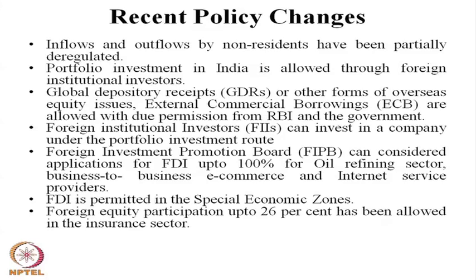In the recent policy change, one part is GDR and ADR, and another part is FDI in different sectors of the economy. Another part is dilution of equity, particularly for institutional investment, for direct investment in financial services, and also special economic zone investment where FDI can be 100%. Then there are the oil refining sector, business to business, e-government, and internet service providers. In these, 100% foreign direct investment is allowed.